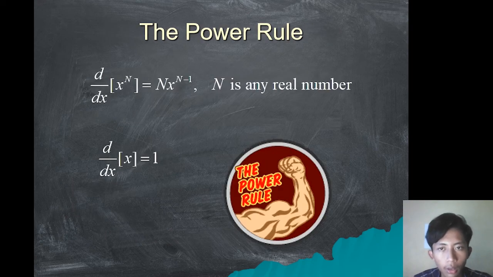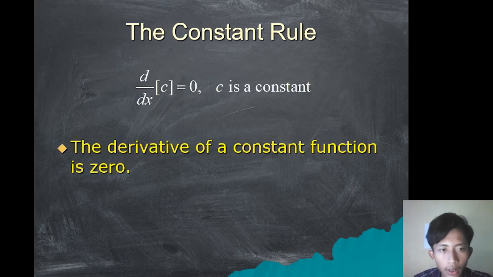The power rule. Firstly, d/dx of x to the power of n is equal to n x to the power of n minus 1, with n being any real number. For example, dx over dx is equal to 1. And then the constant rule. dc over dx is equal to 0. C is a constant. The derivative of a constant function is 0.